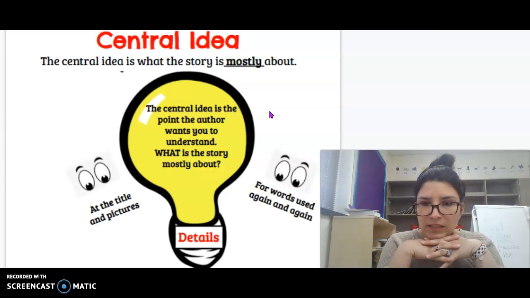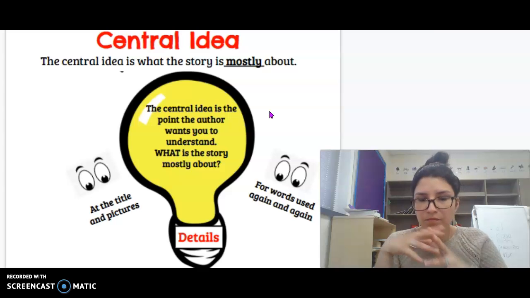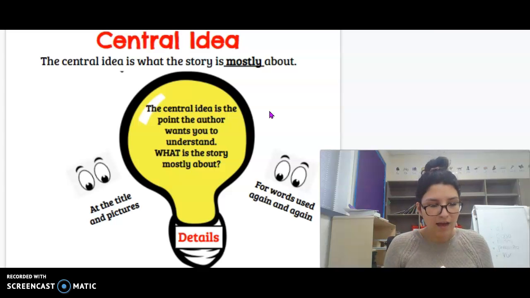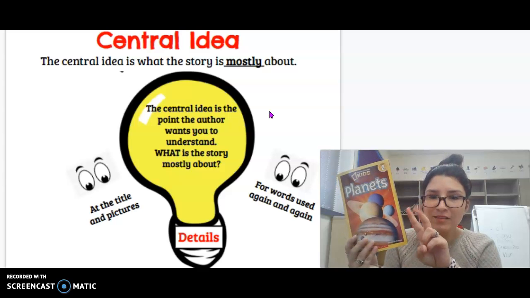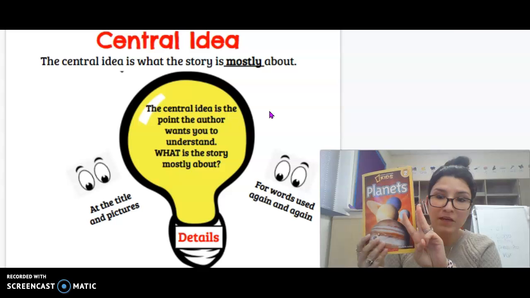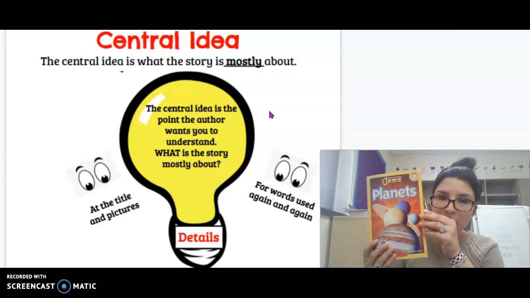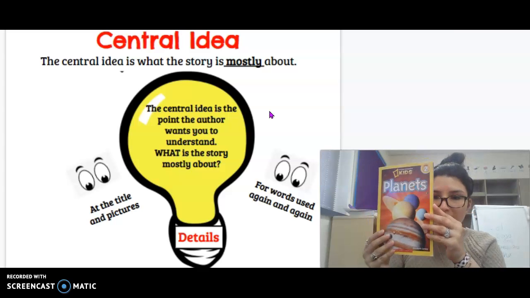Alright, so details. We have dwarf planet, planet Earth, the inner planets. Those are all little details. What do you think the central idea of this book is? By looking at the pictures, the titles, and words that I kept repeating over and over again. What do you think the story is mostly about? What do you think this text is mostly about?